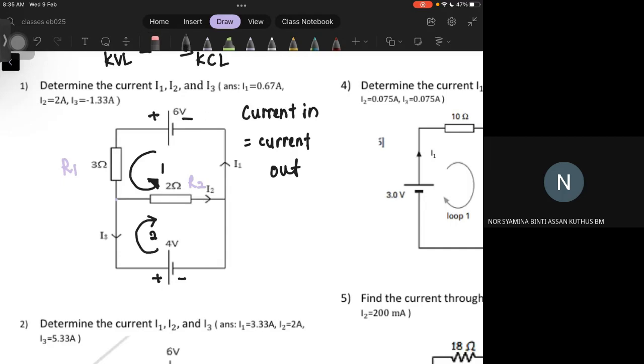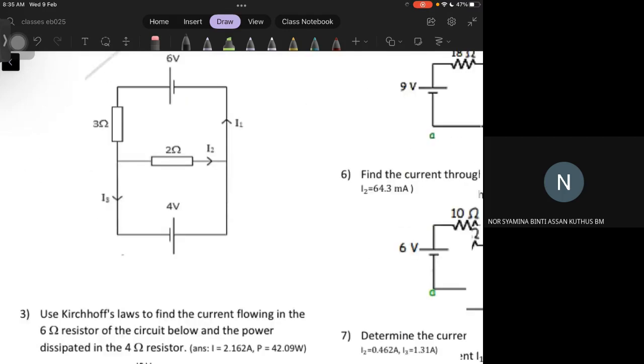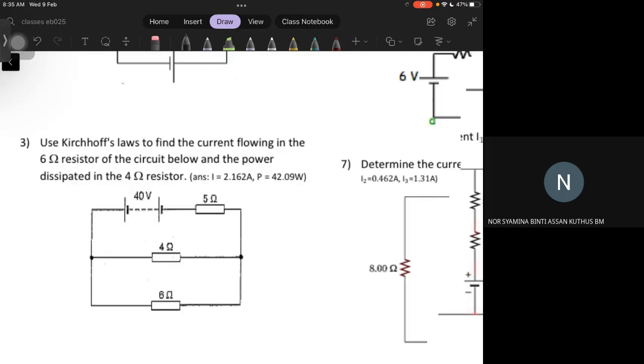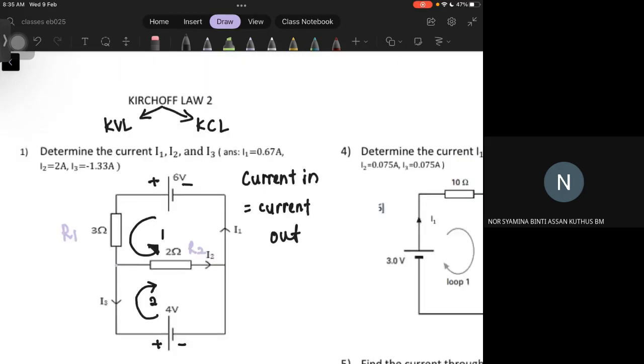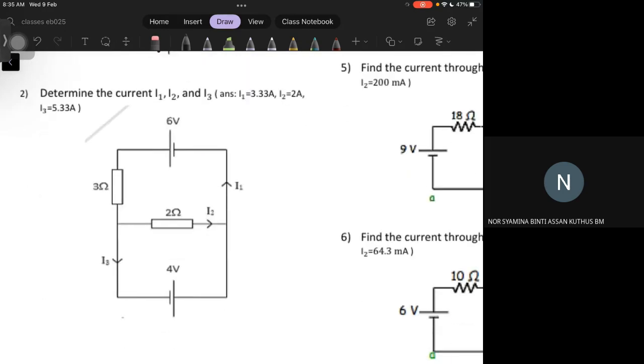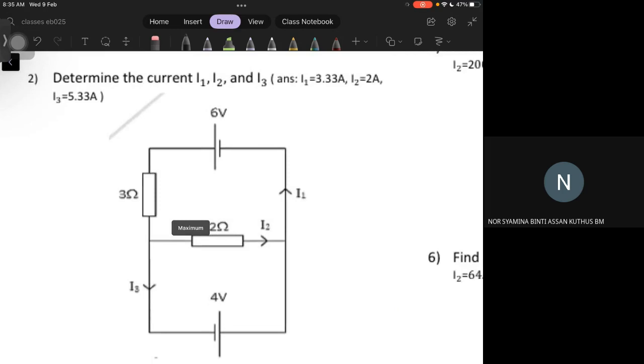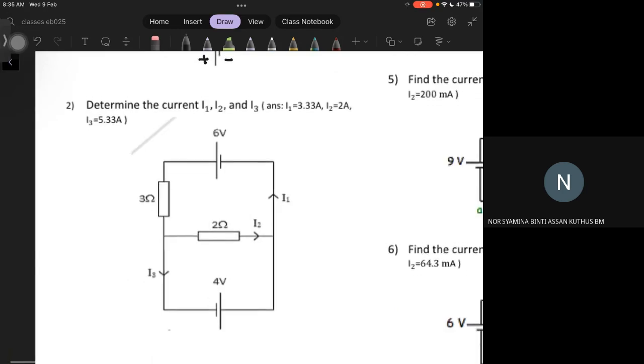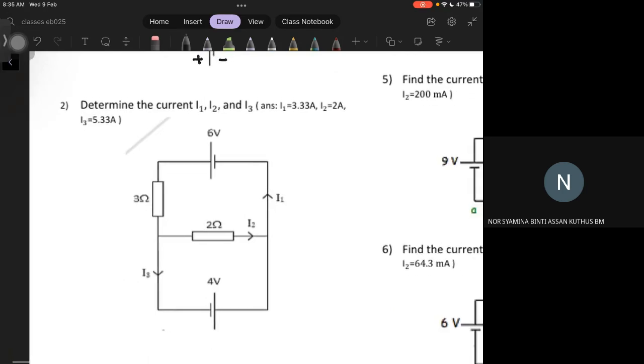So boleh tak dapatkan value negatif? Boleh. Jawapan kena include tak negatif itu? Kena include. So mengikut jawapan dekat sini. Tu dah dapat. Okay. Alright. Soalan yang kedua. Soalan yang kedua sama sahaja. Is this exactly the same question?